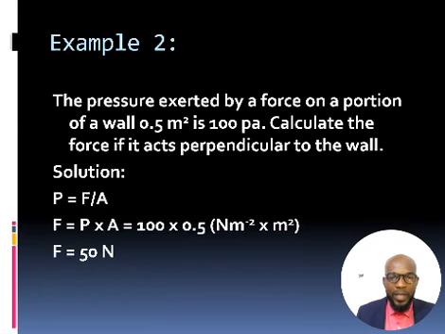The pressure exerted by a force on a portion of a wall 0.5 meters squared is 100 Pascal. Calculate the force if it acts perpendicular to the wall. So pressure is equal to force over area, while force will give you pressure multiplied by area. When you substitute the parameters, you get 100 times 0.5, which is going to give you 50 Newton.